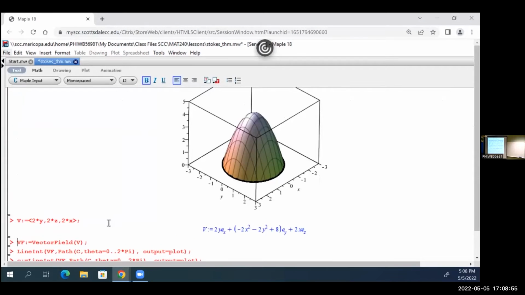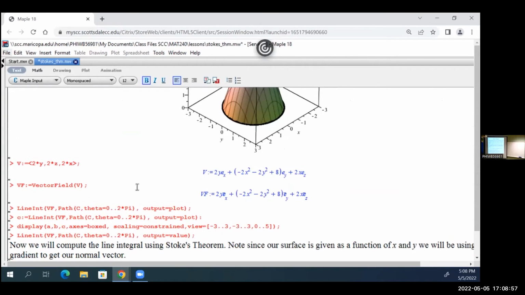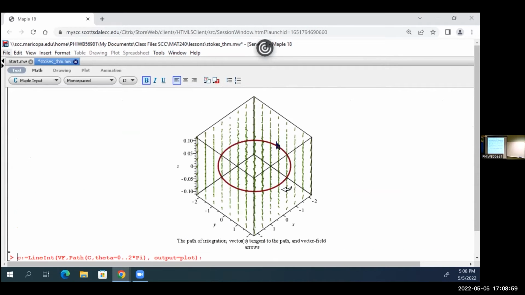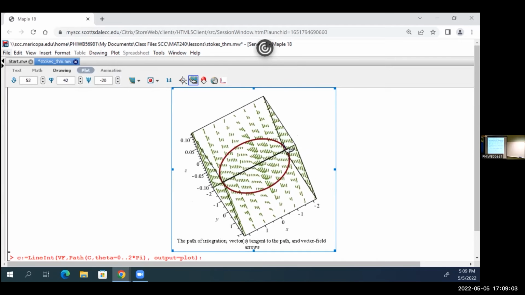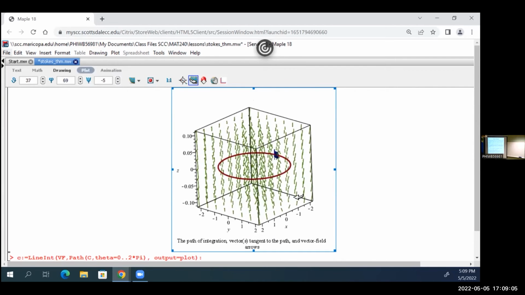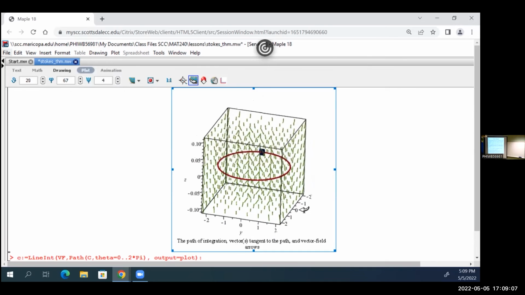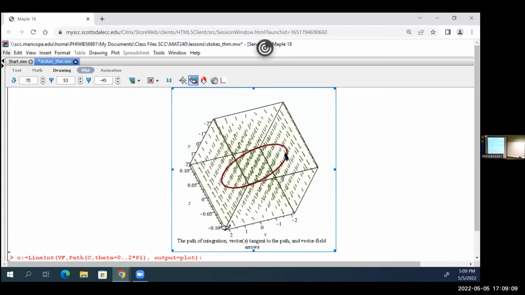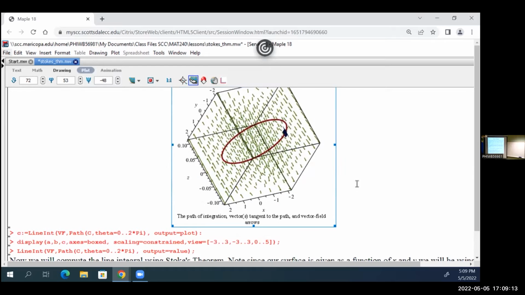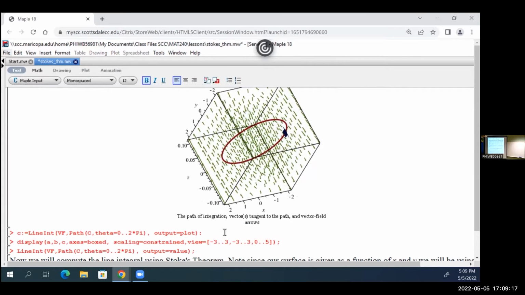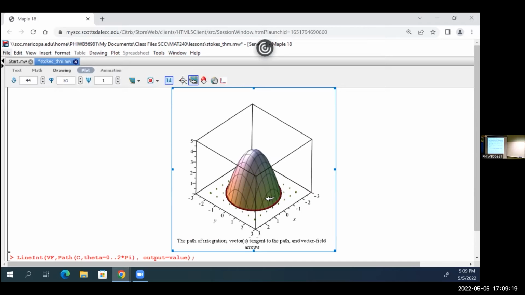I put in my vector field. And so here's what's going on. Our path is the red line. The green represents our vector field. I know it's kind of busy in there, but you can get the idea. The surface isn't included in this one, and that we'll talk about as well. That's going to be a very cool thing too. There it is with the surface.